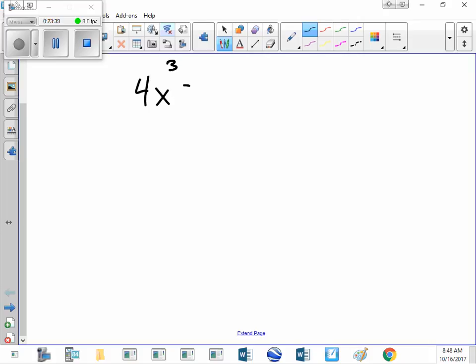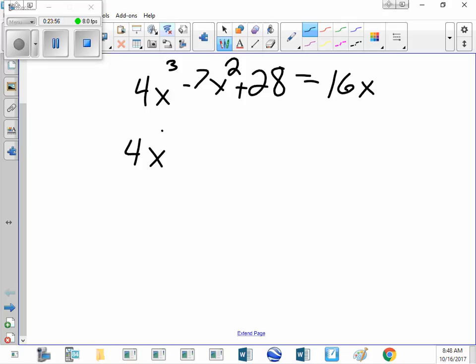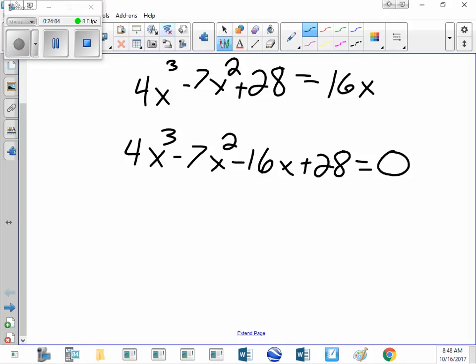4x to the third minus 7x squared plus 28 equals 16x. What should I do here? I need to subtract the 16x over. 4x to the third minus 7x squared minus 16x plus 28 equals 0. Now I group. What does that group have in common? X squared. What's left? 4x minus 7. Oh, this is a good one.